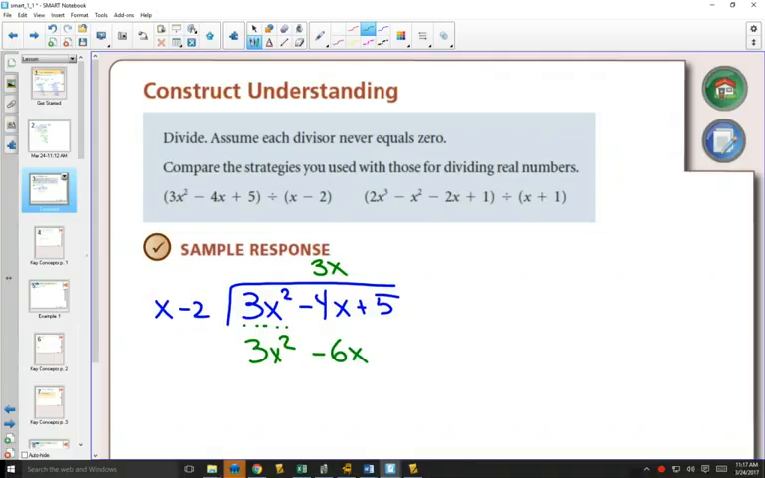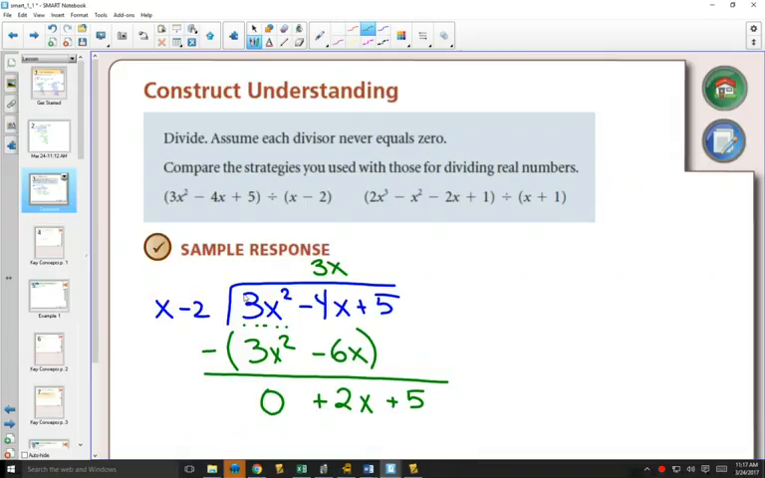After we got our number underneath when we had regular numbers, what did we do next? We subtracted. So we're going to do the same thing here. But you might need brackets here to remember that you're subtracting all of this. The goal is always to have your first one disappear. Did it work? 3x squared minus 3x squared? Sure enough, that's nothing. Negative 4x minus a negative 6x will be plus 2x, and this one minus nothing will still have a plus 5 at the end.